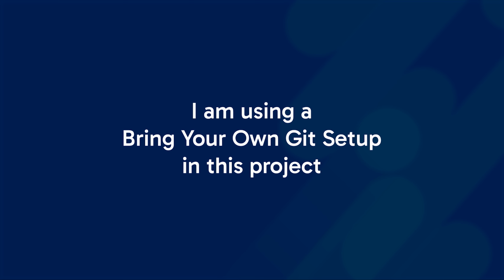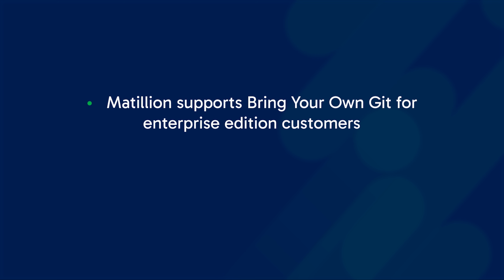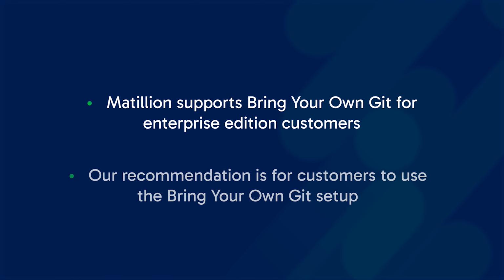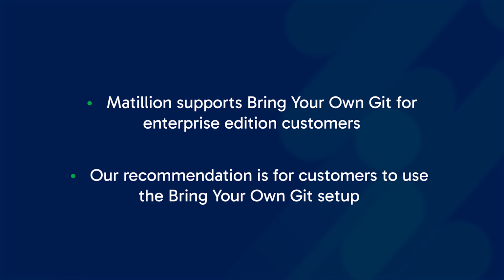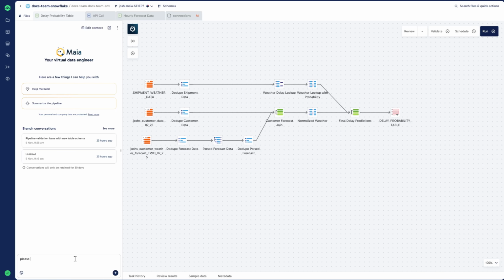It's worth noting that Matillion supports bring your own Git for Enterprise Edition customers, and our recommendation is for customers to use the bring your own Git setup as it has a lot more functionality. My Git repository has already been set up, so all I need to do is commit and push my changes. Let's do that with the help of Maia by opening up the Maia chat window and asking it to commit and push my changes to this pipeline.